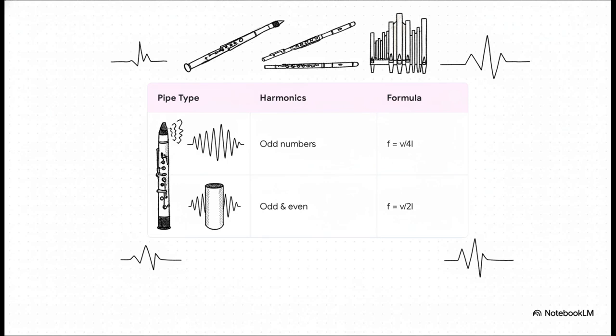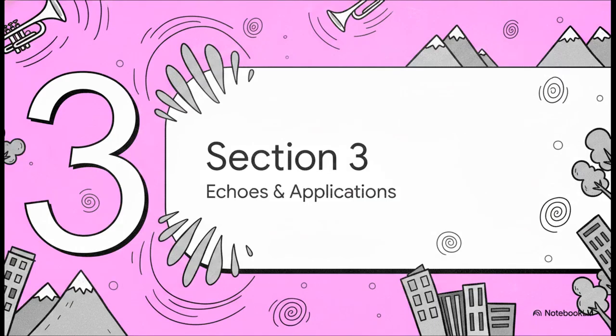But open pipes give us the whole shebang, a much fuller spectrum of both odd and even harmonics. Because of this, the actual mathematical formula to find that fundamental frequency changes completely depending on whether the pipe is closed at one end or open at both. All right, let's step outside for Section 3, echoes and real-world uses.